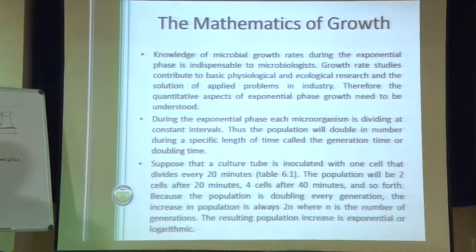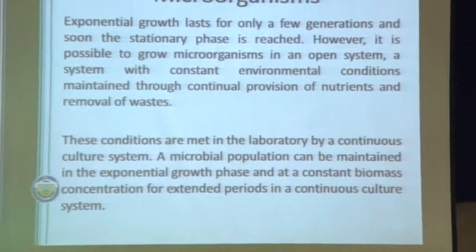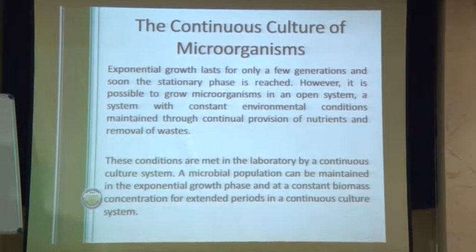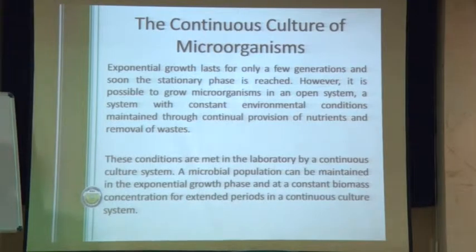Now the mathematics of growth: the continuous culture of microorganisms. Exponential growth lasts only a few generations, and soon the stationary phase is reached. It is possible to grow microorganisms in an open system. We already studied the closed system, with its phases. Now we are interested in continuous cultivation, where you keep the organisms in the same phase for a longer time period, in a system where constant environmental conditions are maintained through the continual provision of nutrients and removal of waste.